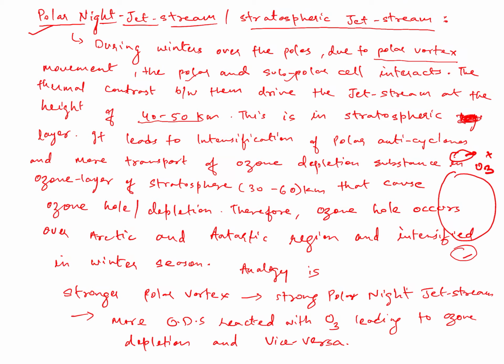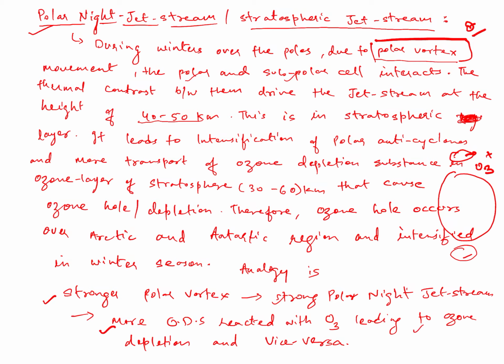Is it clear, guys? Now, the relationship is directly related to which event? Polar vortex movement, which is another topic we can see in another class. Whenever the polar vortex is stronger, the polar night jet stream is also stronger. Whenever the polar night jet stream is stronger, it transports more ODS. As a result, the ozone hole appears bigger and bigger.